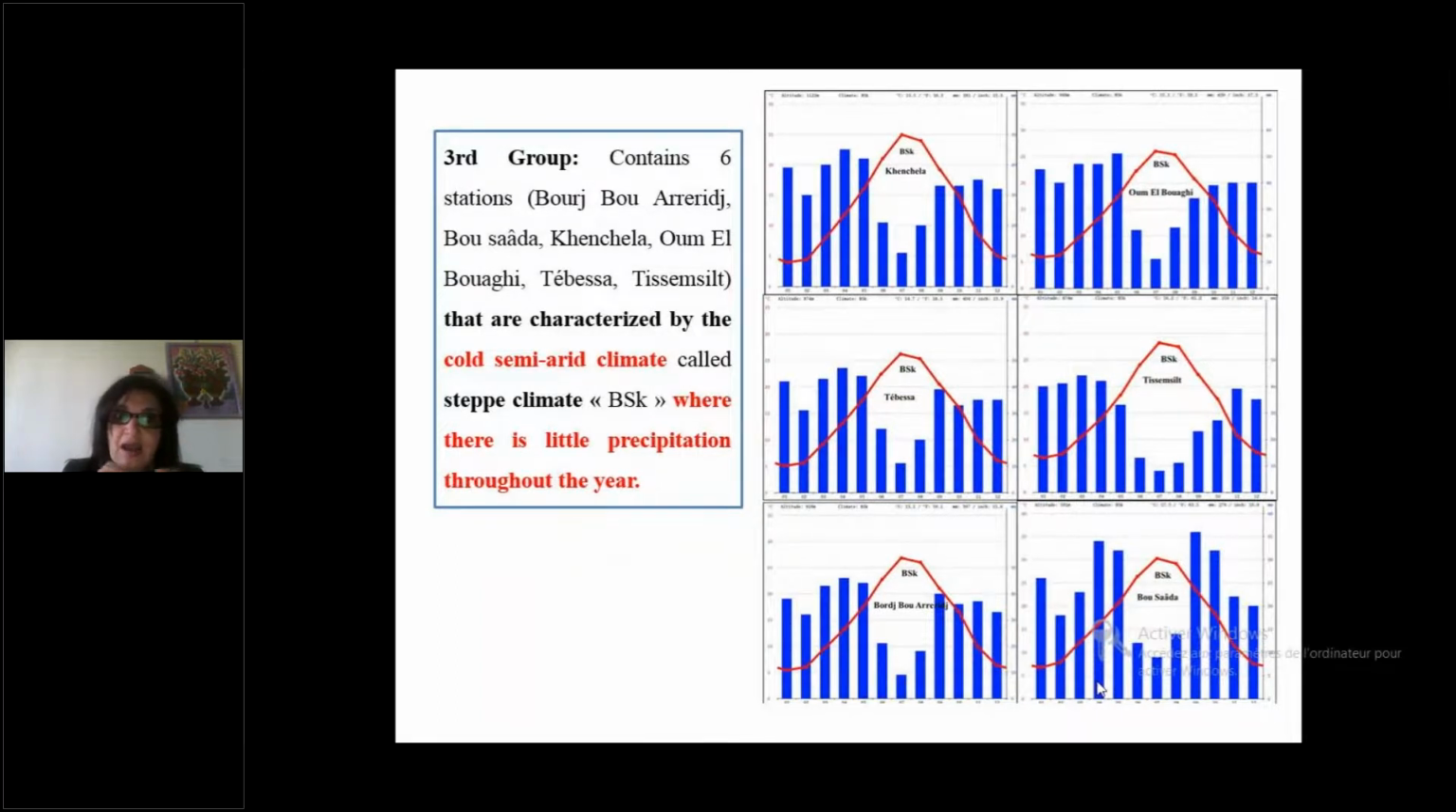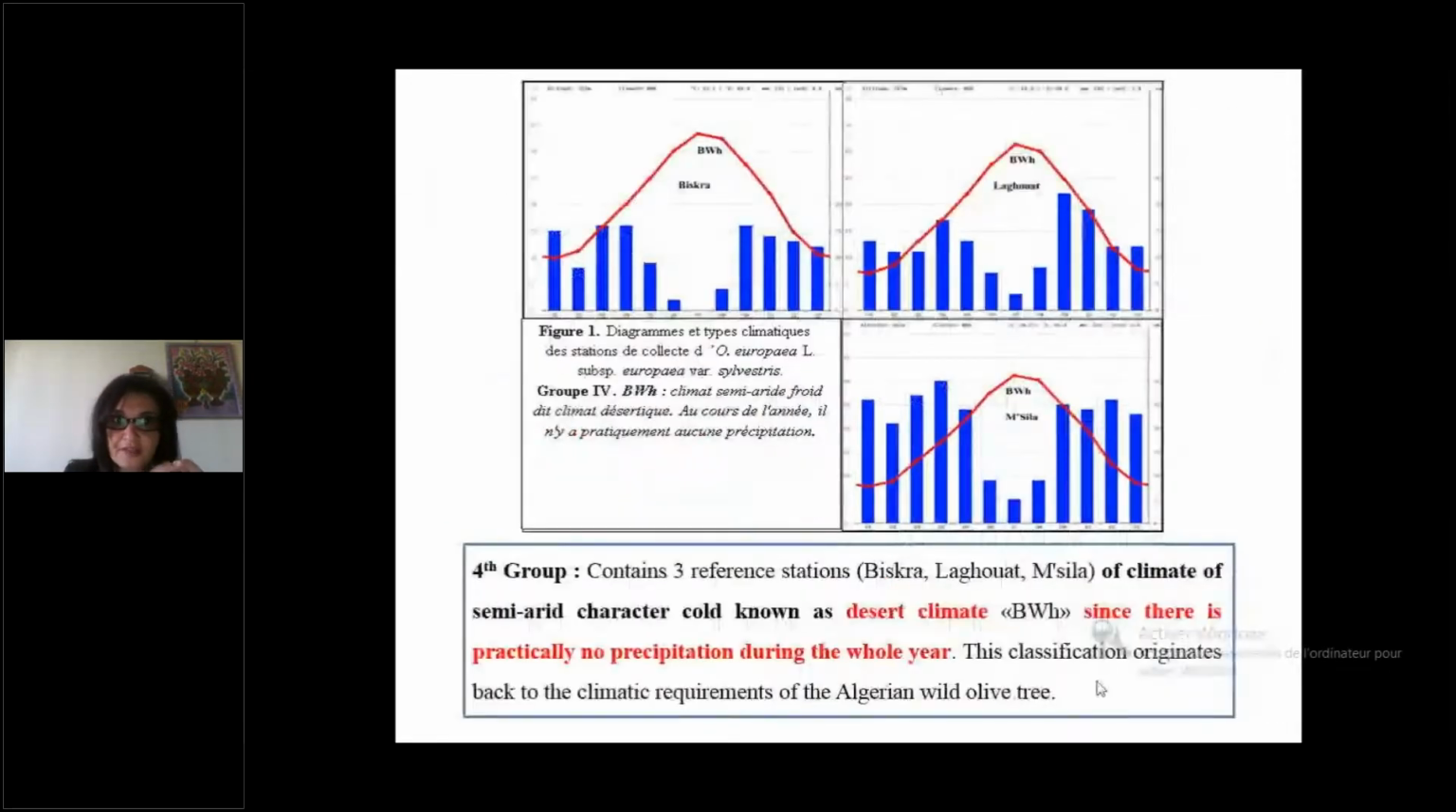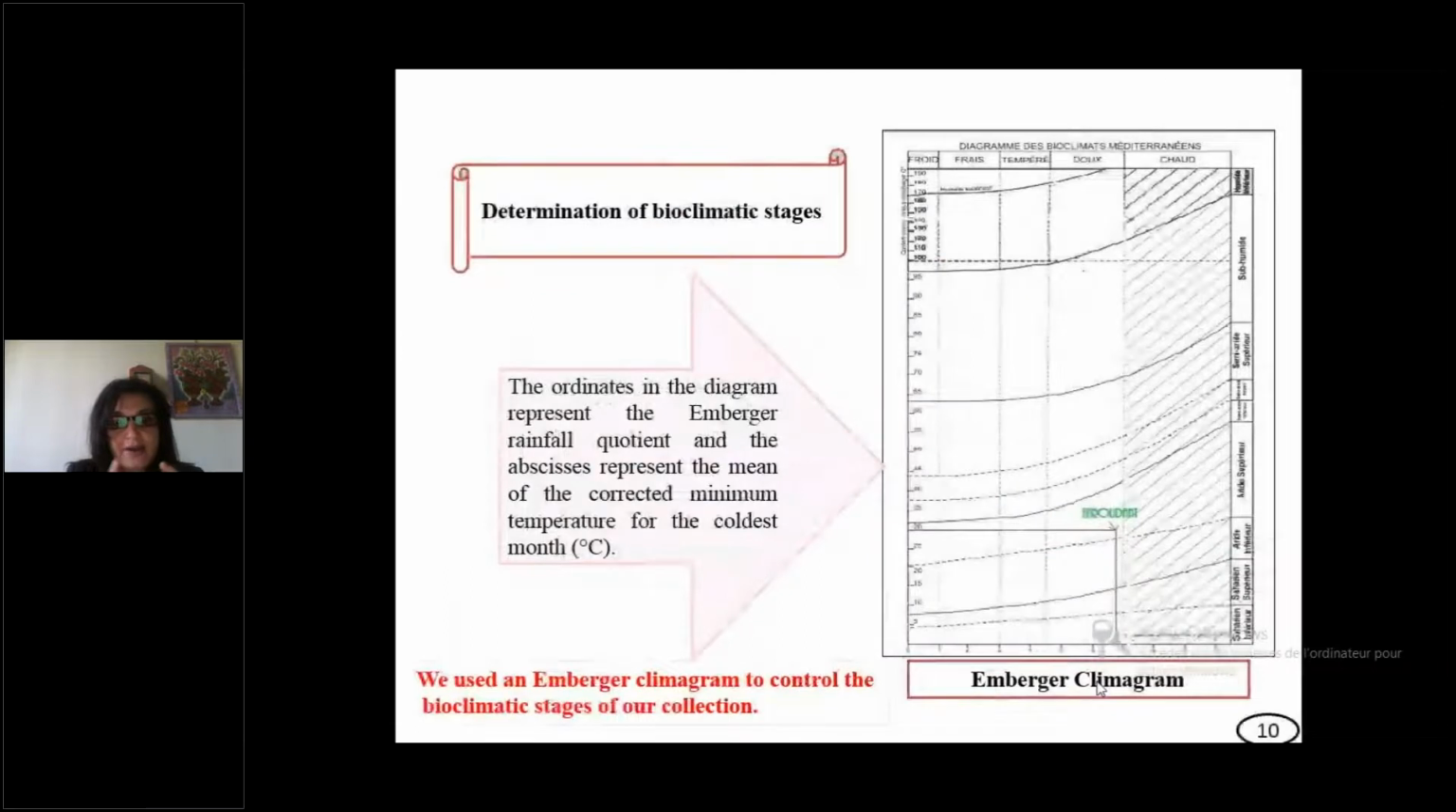where there is little precipitation throughout the year. The fourth group contains 3 reference stations with a climate of arid character known as desert climate, since there is practically no precipitation during the whole year. The classification goes back to the climate requirements of the Algerian wild olive tree. We use an Emberger climagram to control the bioclimatic stage of our collection.